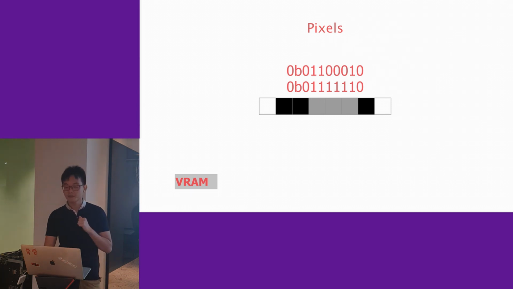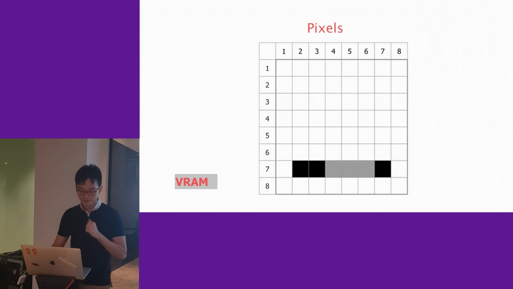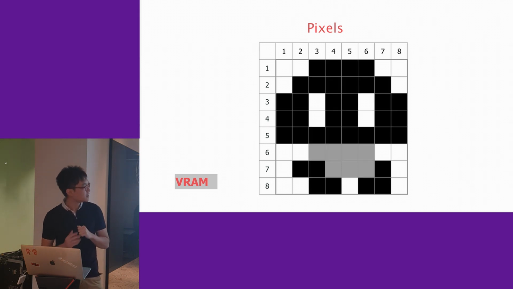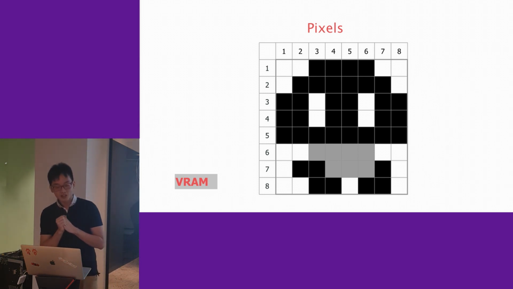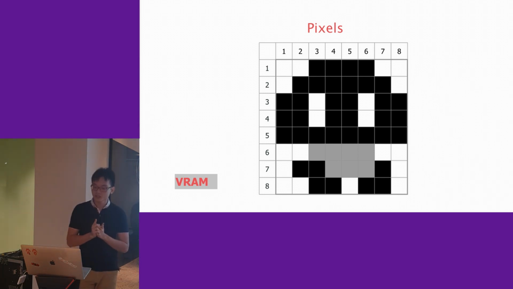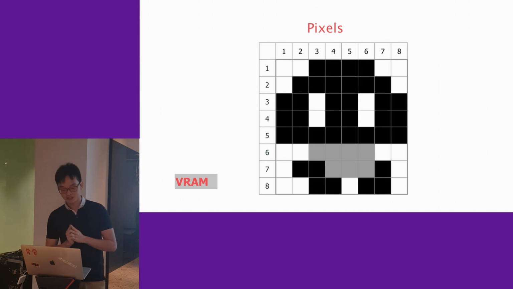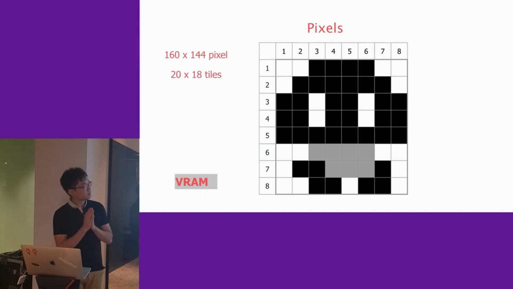And if you plot them as 8 by 8 pixels and add a few more rows of bytes, you'll get a Goomba. It is exactly 8 by 8 pixels and conventionally called a tile. So the LCD consists of 160 by 144 pixels. Again, it means 20 by 18 tiles arranged.